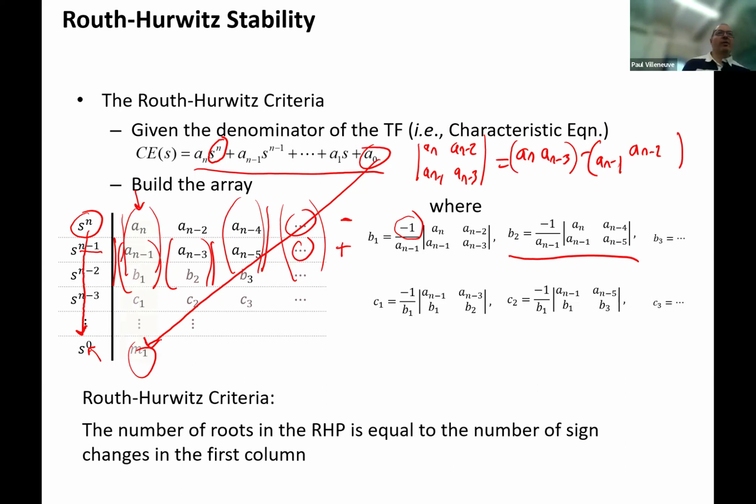So the rule for Routh-Hurwitz is if you have any sign changes, you've got a pole in the right-hand half plane. The number of sign changes you have indicates the number of poles in the right-hand half plane. Okay? Makes sense? We'll do some practice problems for sure.